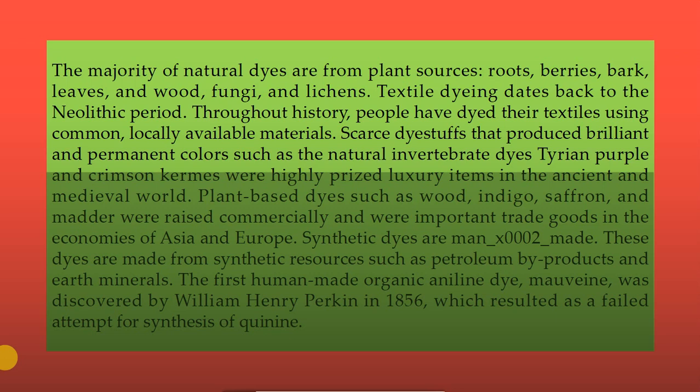man-made. These dyes are made from synthetic resources such as petroleum byproducts and earth minerals. The first human-made organic aniline dye, mauveine, was discovered by William Henry Perkin in 1856, which resulted from a failed attempt at synthesis of quinine.